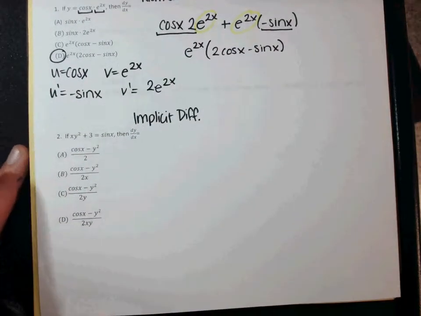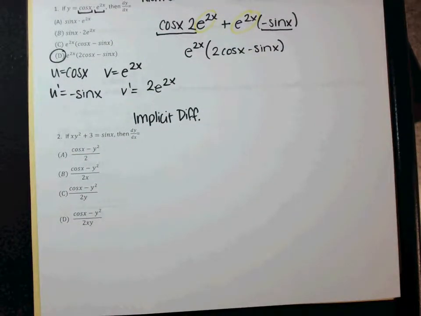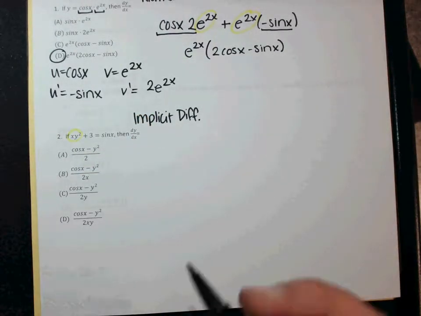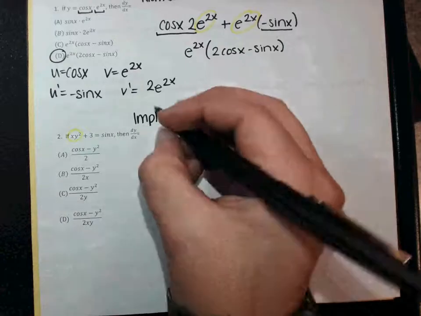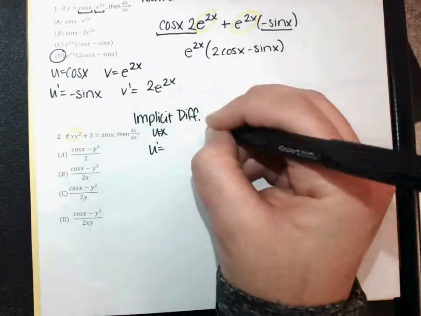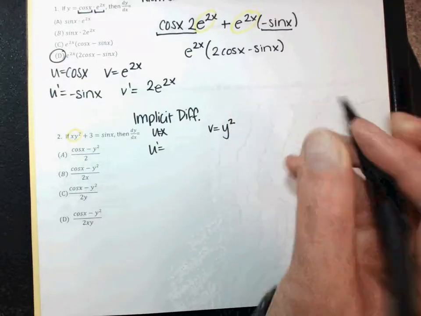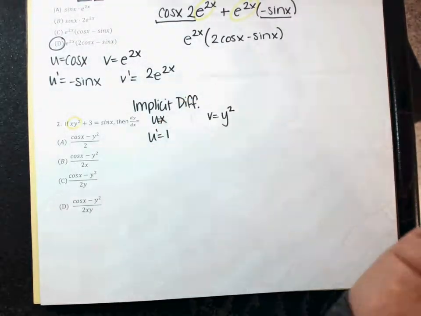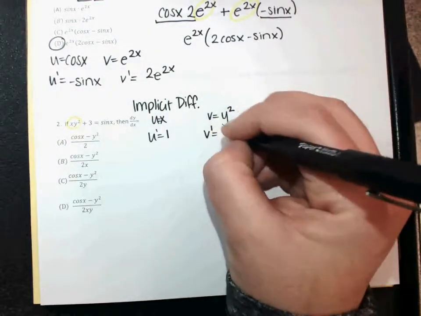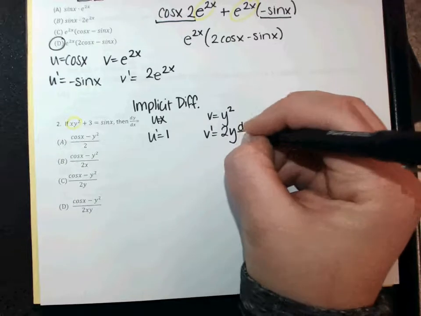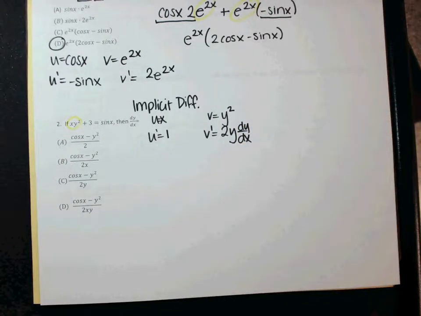Okay, next one. This one's going to be implicit. Where am I going to need product rule? Which term? Xy squared. Very good. So my u is going to be x, and my v is going to be y squared. So if u is x, what is u prime? 1. If v is y squared, what is v prime? 2y dy dx.